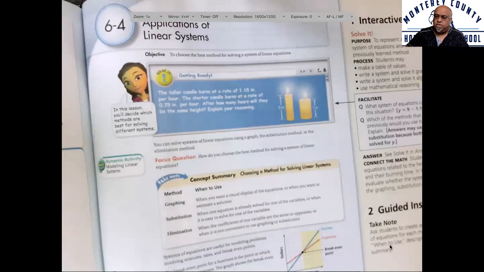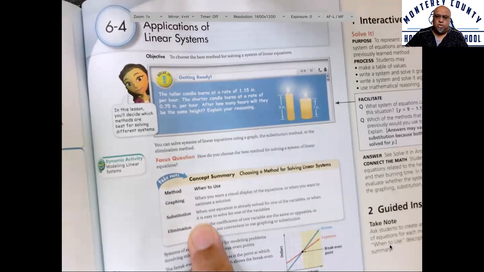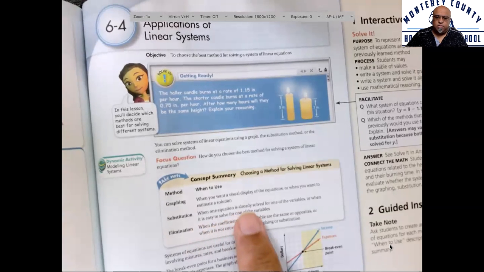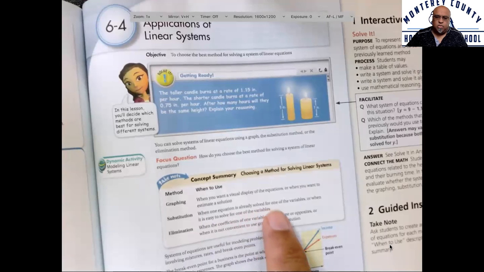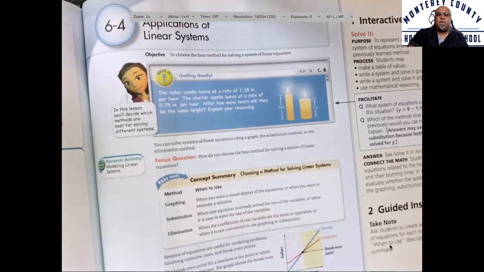The second method is substitution. When do you want to use substitution? When one equation is already solved for one of the variables, or when it is easy to solve for one of the variables. Or basically, as I had stated in slightly different wording, when one of your variables is isolated, if y is already isolated or x is already isolated, then substitution will be super easy. Or if it's really easy, like one step, to isolate it.